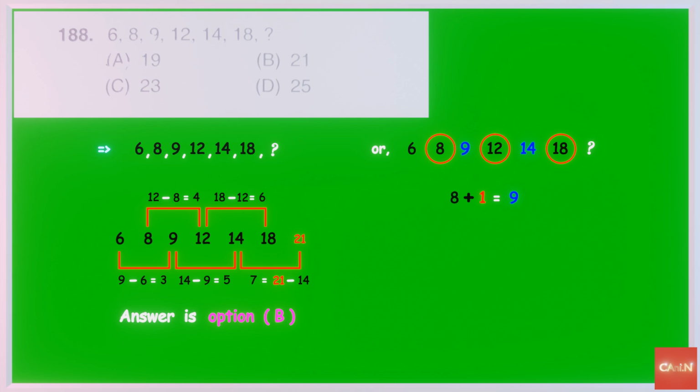Or 8 plus 1 equals 9. 12 plus 2 equals 14. 18 plus 3 equals 21. Hence, answer is option B.